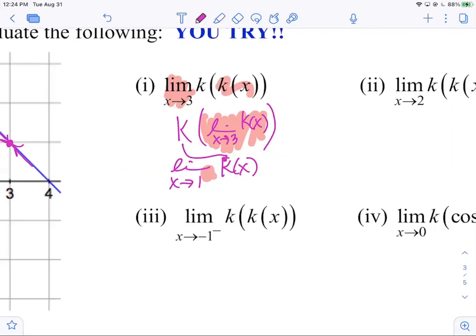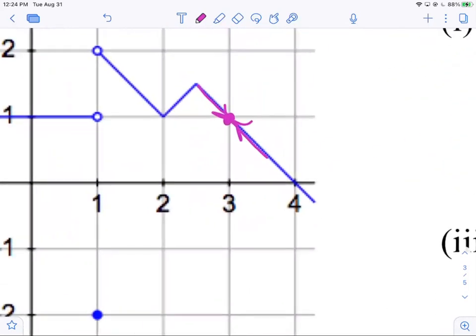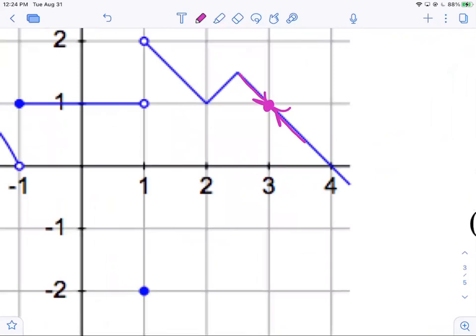But I need to decide, because it's composition, how I'm approaching 1. If you look over here, as I approached 3 from the left, I was approaching 1 from above, which is the positive side of 1. And as I approached 3 from the right, I was approaching 1 from the negative side of 1. Again, think of this as divided into above and below. This is both sides of 1, both the positive and the negative side of 1.